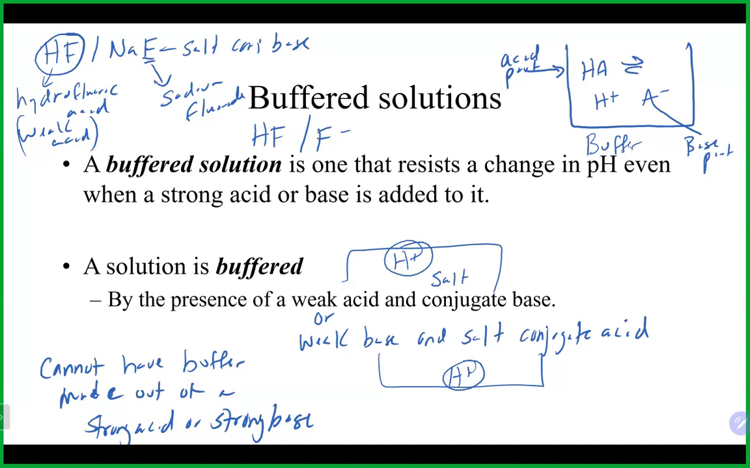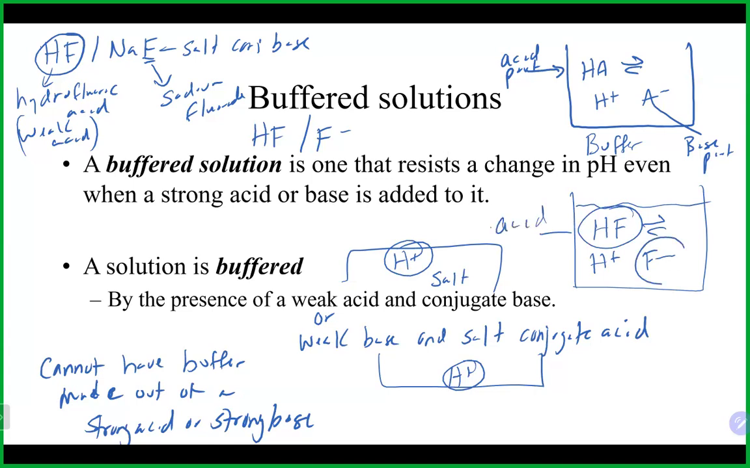And that means that when you set up that equilibrium, the HF, because it's a weak electrolyte, will set up this equilibrium here. And once again, you now have the acid part in there. You have the base part of the buffer in there. And you have both of them floating around ready to work.